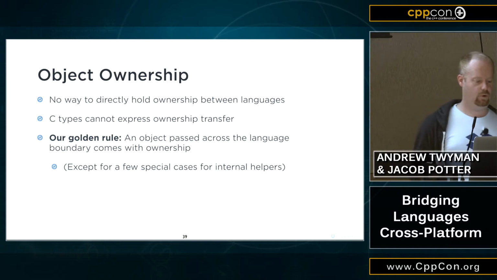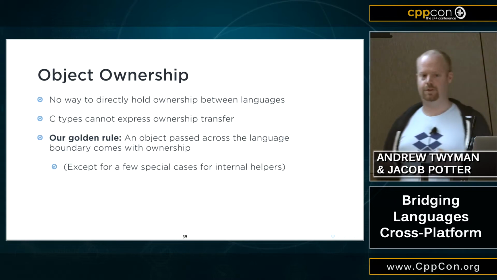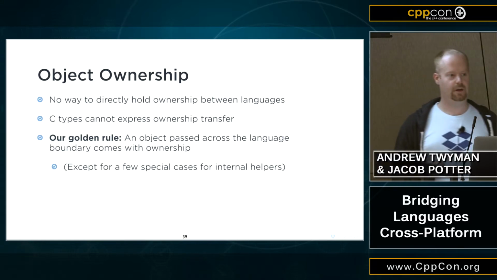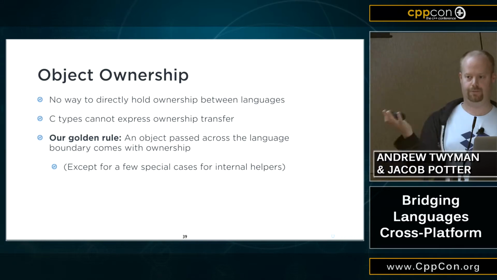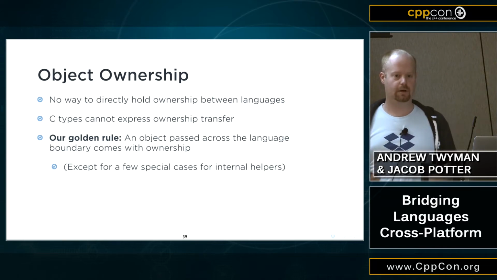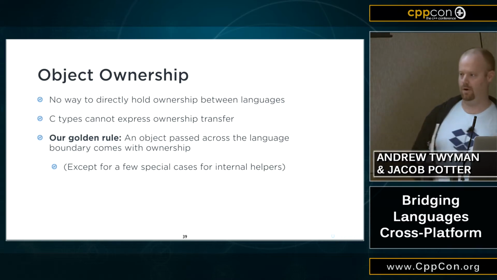But like any rule, there are exceptions, which is really inside of those multi-step marshaling callbacks that I mentioned. We don't pass control of the object back and forth every time we try and ask for one of its fields. We let those be a special case where ownership isn't transferred.